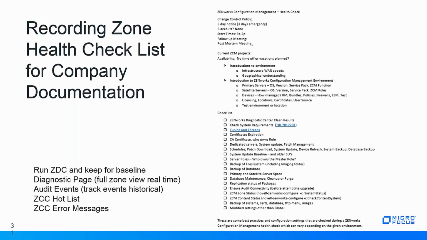Some things that would go along with this is running a ZDC and keeping it for a baseline so that you have the condition or state before or after a particular update or upgrade. The diagnostic page, a full zone view, is real time. And then you can also audit events and track events that are historical through the audit event system. And then ZCC hot lists, and ZCC error messages in the ZCC log. So these can all help in at least getting a baseline, and then you can compare later should you need to, if you have some impact on your system, to see what's going on.